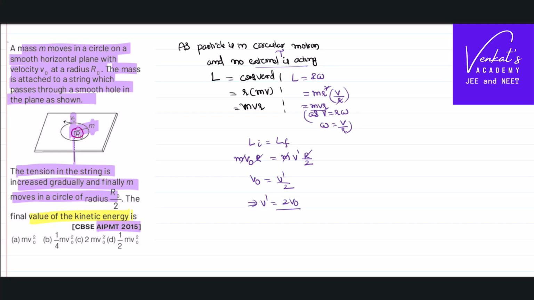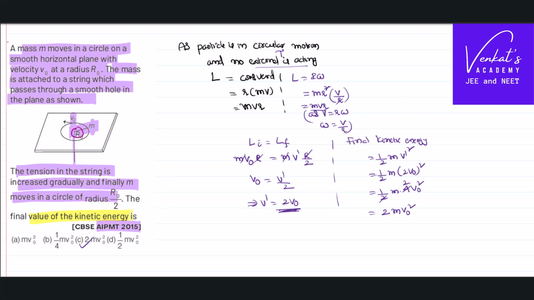Once you have the new velocity, you can get the final kinetic energy. Final kinetic energy is half m v dash square. That is half m into 2v0 whole square, which is half m into 4v0 square. This is 2, so the final kinetic energy is 2m v0 square. Option number C is correct. That's how we get to the answer.